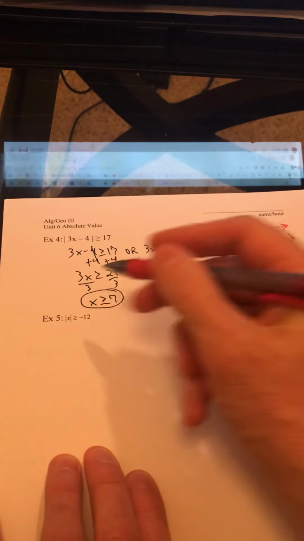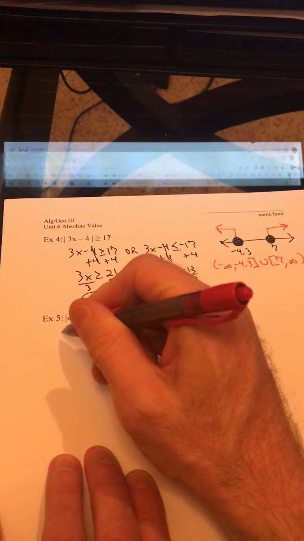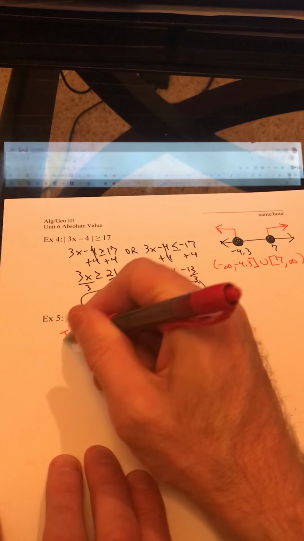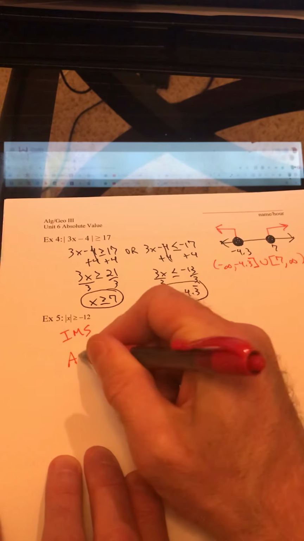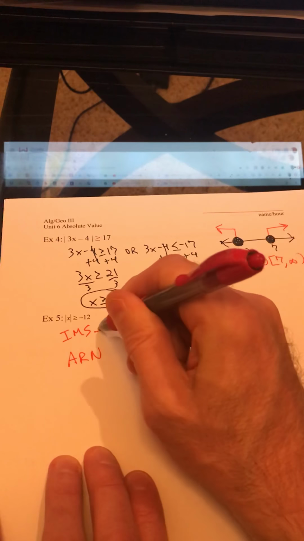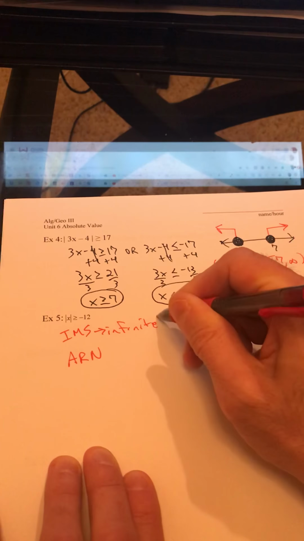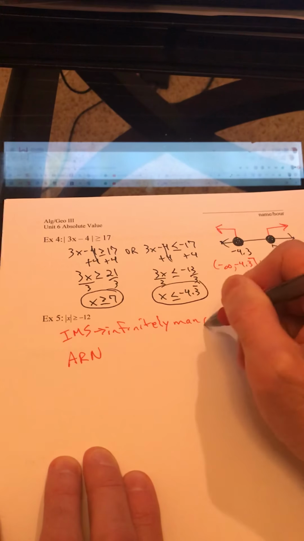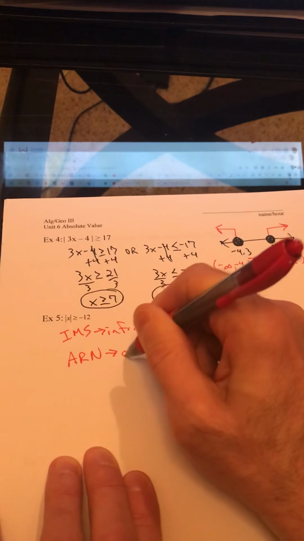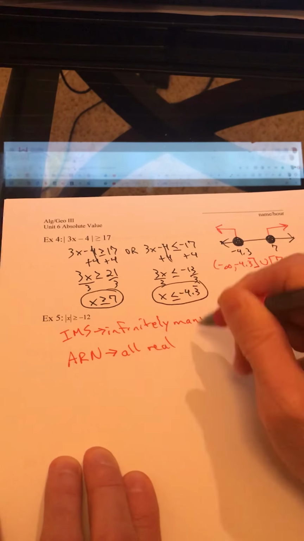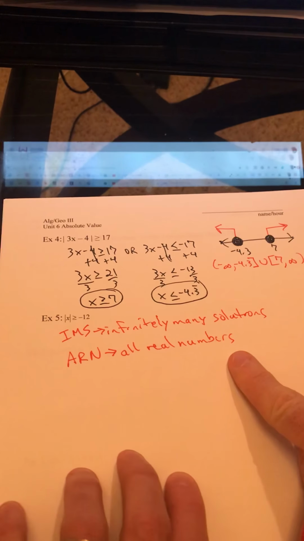When it's greater than a negative, that's going to be where your answer is either, I'm sure past teachers have said infinitely many solutions, IMS, all real numbers. So again, I'm going to actually write those out. Infinitely many solutions, or all real numbers. I know depending on who your past teachers are, you may have seen either of these.